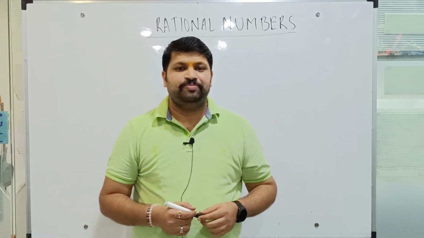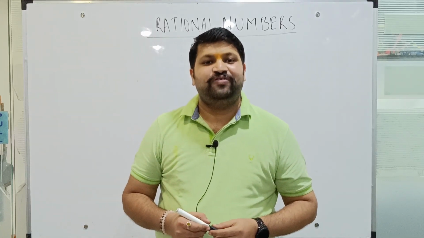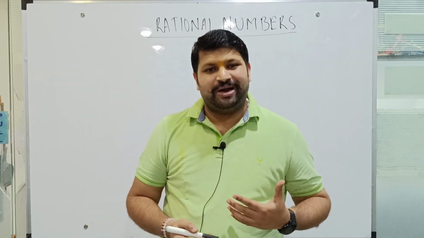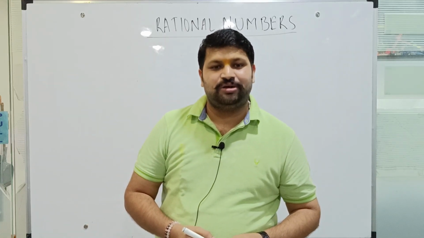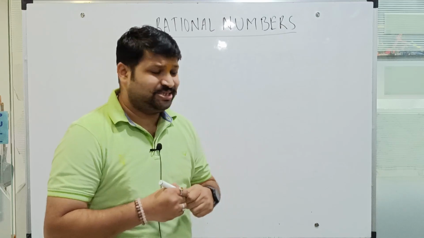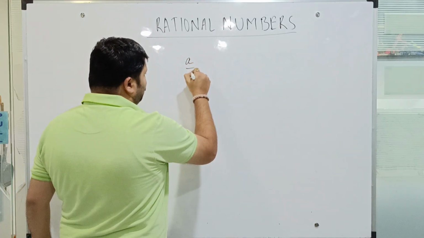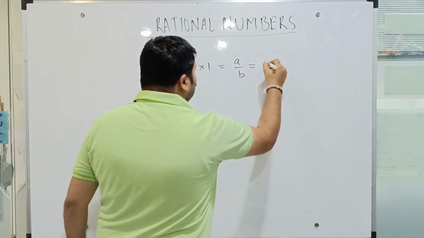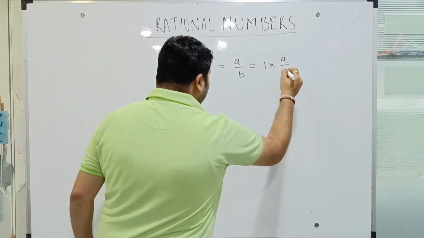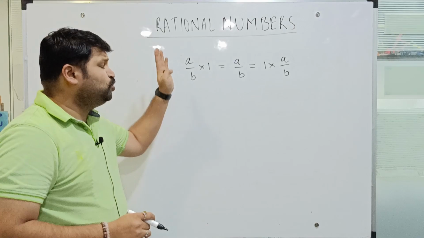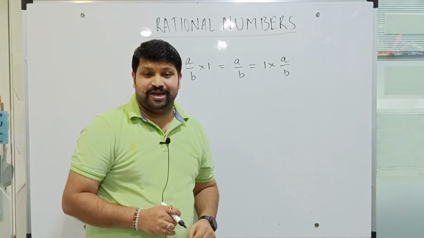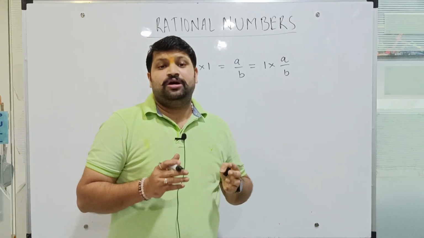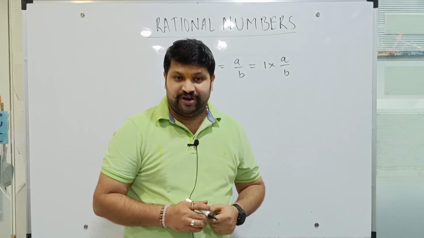So number one is a multiplicative identity, which basically means that if we are multiplying the fraction or the rational number with 1, the final answer remains exactly the same. So if I have A upon B multiplied by 1, it is equal to A upon B, which is also equal to 1 multiplied by A upon B. So the value does not change by multiplying it by 1. That's why 1 is called the multiplicative identity of a rational number.